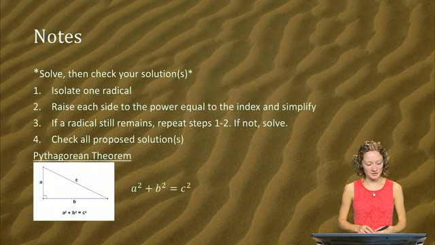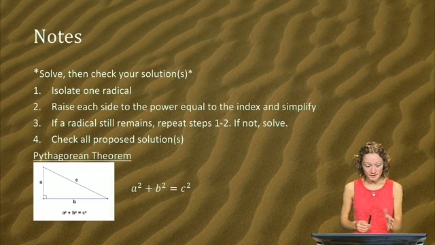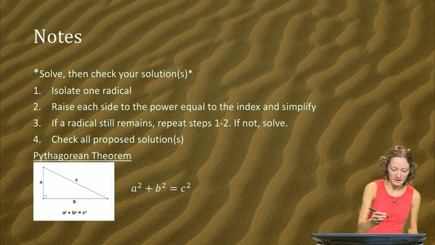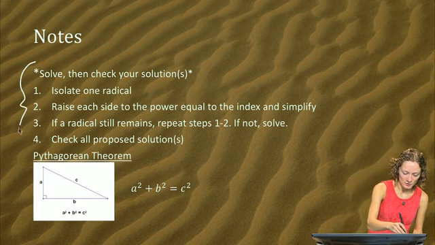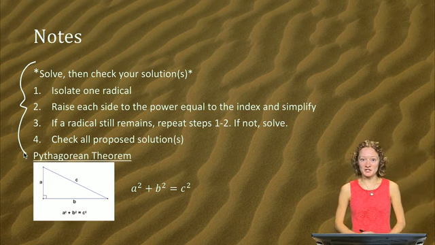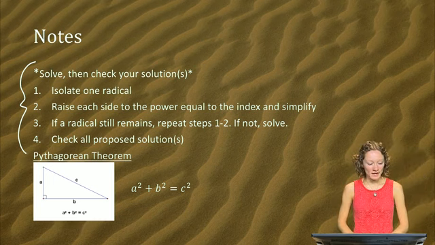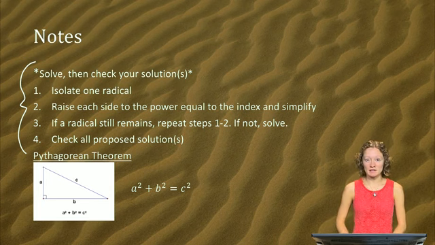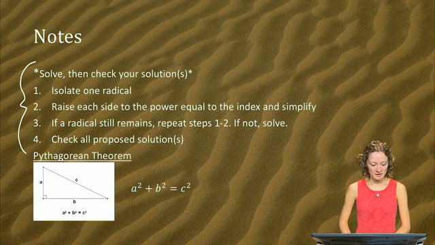So the notes for this section. The first set of notes is the set of steps on what to do in order to solve an equation that contains a radical. And it might have one, it might have two. I suppose more than two is possible, but not something I would expect you to see.